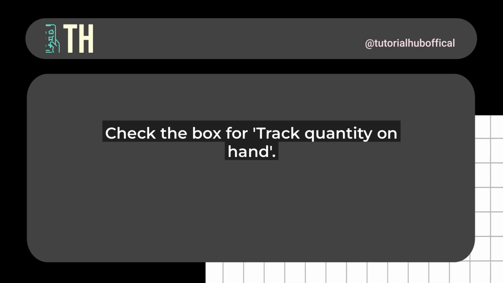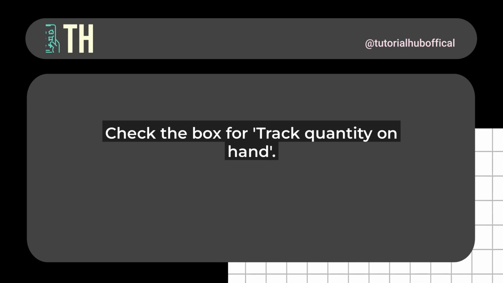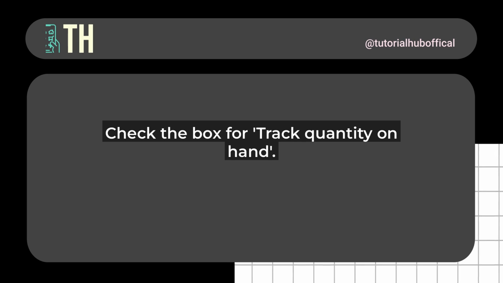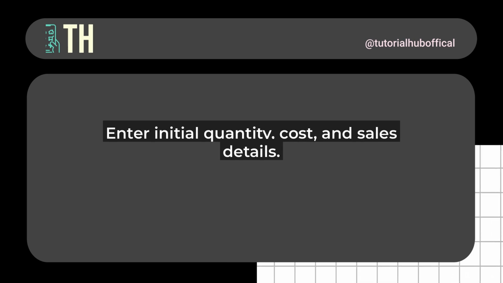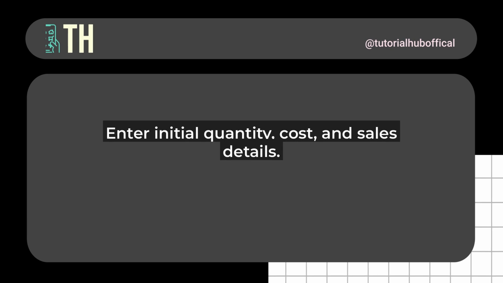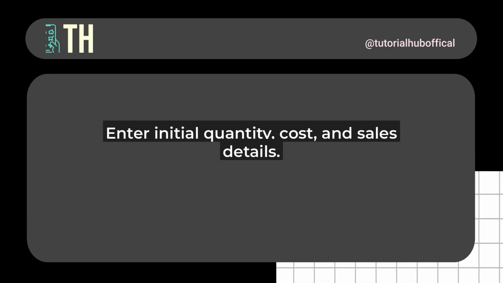Here's a key step. Under the item details, you'll see an option for Track Quantity on Hand. Make sure to check that box to enable inventory tracking. This tells QuickBooks that this item is part of your stock management.